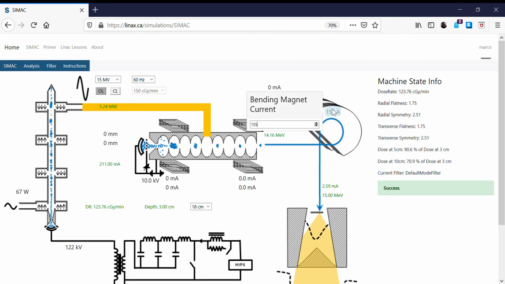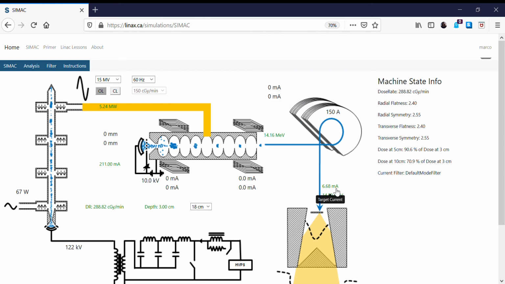So I'm going to decrease the bending magnet current. I'll go down to 150. We have now a higher dose rate, 288. That's because we're allowing more electrons to get through to the target, because we've dropped the energy of the pass-through of the bending magnet. I'm going to now drop this again. So go to 145.